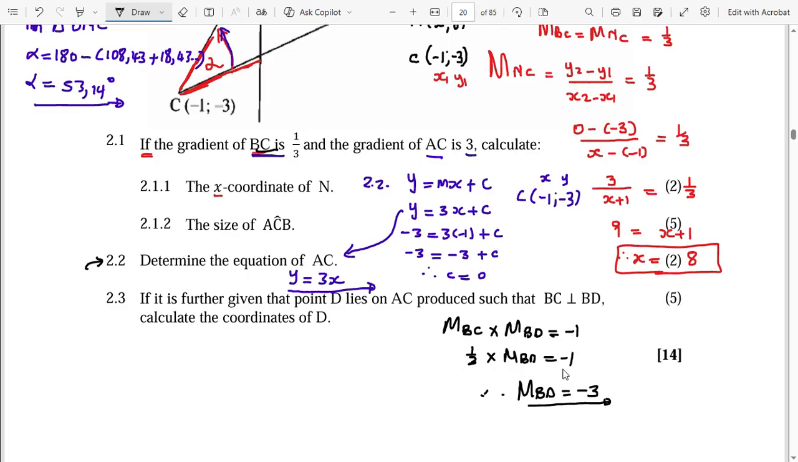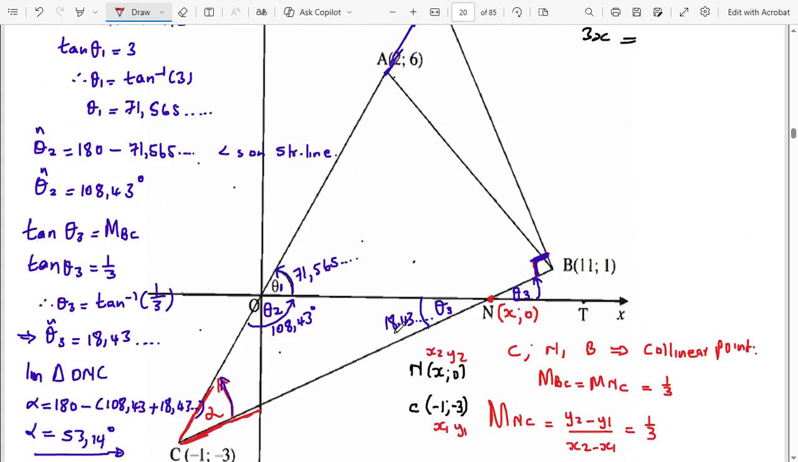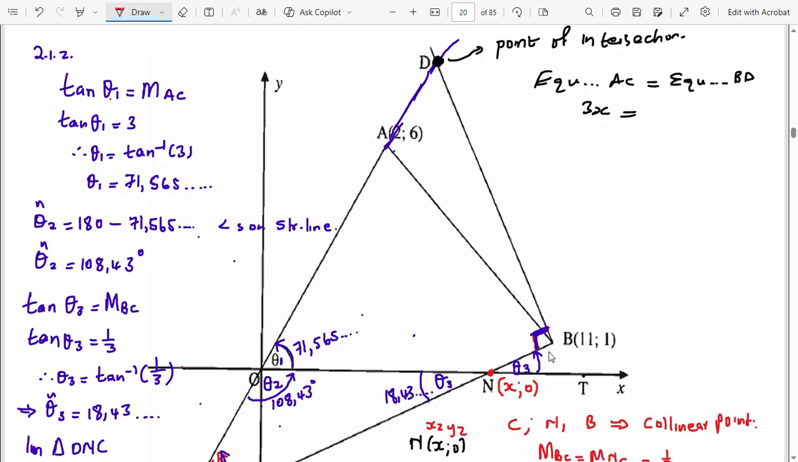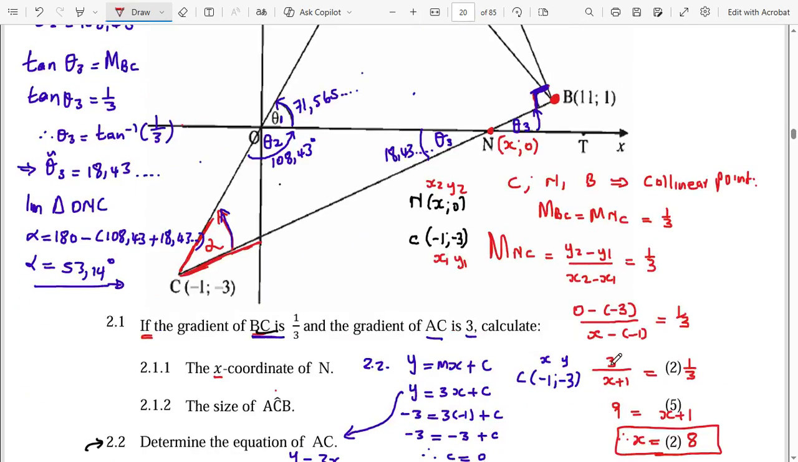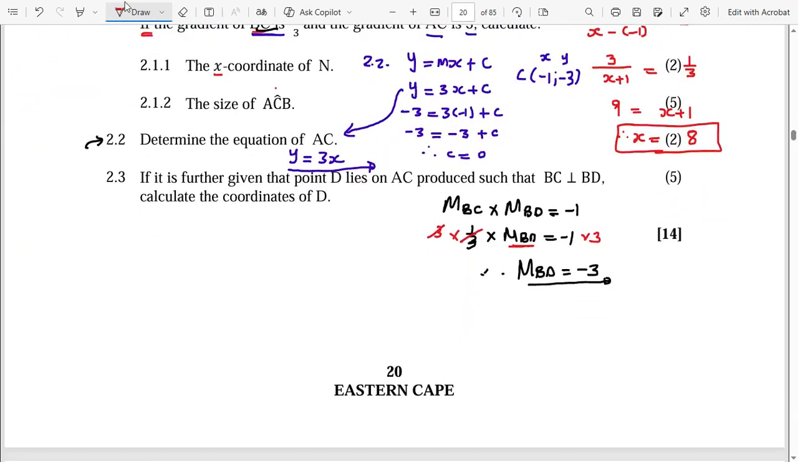We just multiplied both sides by 3 to get rid of that 1 over 3. Let me also put that in writing. So we are multiplying this side by 3, this side by 3, so that we can get rid of that 1 over 3, and then we are left with the gradient of BD, which is -3. So now that you have the gradient of BD, we are looking for the equation of BD. We can use B because this is the only point that we have on BD, and we can use that point (11, 1) to find the equation. So I'm going to work on that right now.